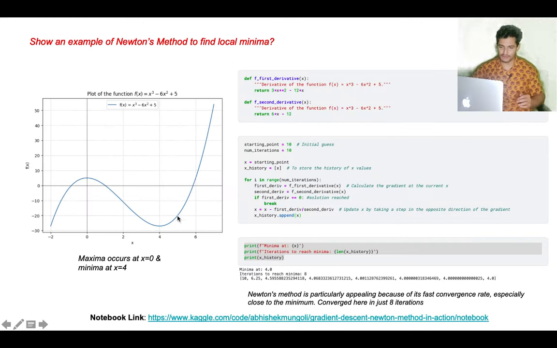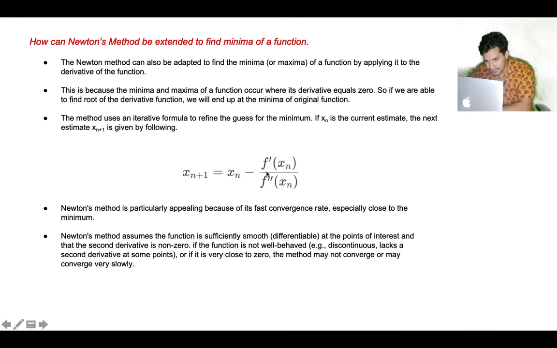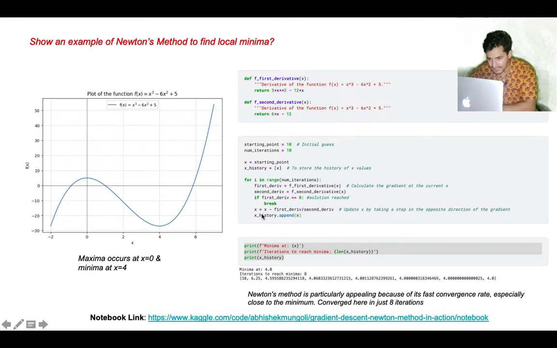And again, I have a notebook for trying out the Newton-Raphson method as well. You start with some point, and here you will see that in only 8 iterations we reach the minima. So here what we have done, we have derived the first derivative, and we have derived the second derivative, right? This is the first derivative, and if we take the derivative of this again, we will get 6x minus 12, right? So that is the second derivative, and we simply use the formula x is equal to x minus first derivative by second derivative, and we continuously update x, and in just 8 iterations we reach the minima value, which is 4. The minima happens at 4.